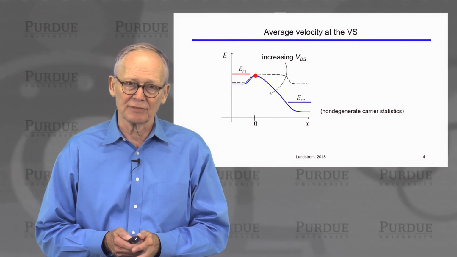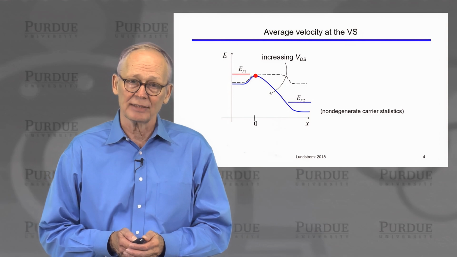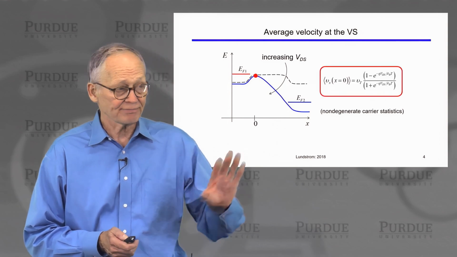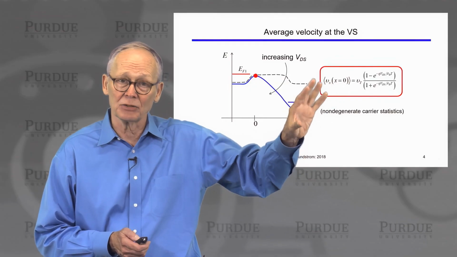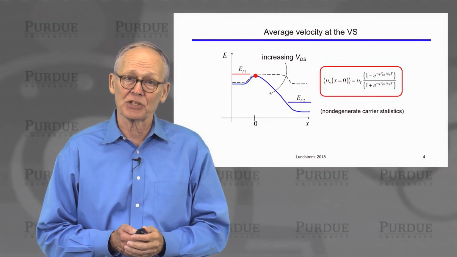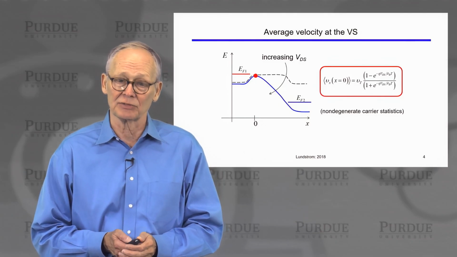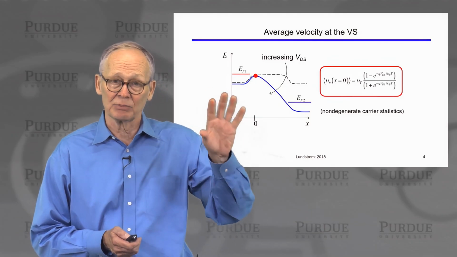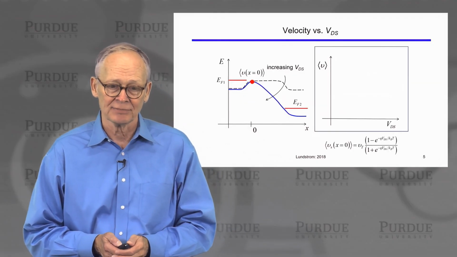We're going to focus, first of all, on how that velocity changes as we increase the drain to source voltage. Well, the result is very simple. We have an expression by equating those two expressions for the drain current. We get a very simple expression for the average velocity at the virtual source as a function of drain to source voltage, and we'll simply examine that expression and plot it as VDS is increased.